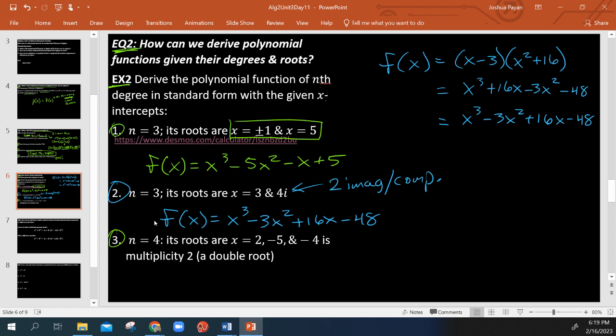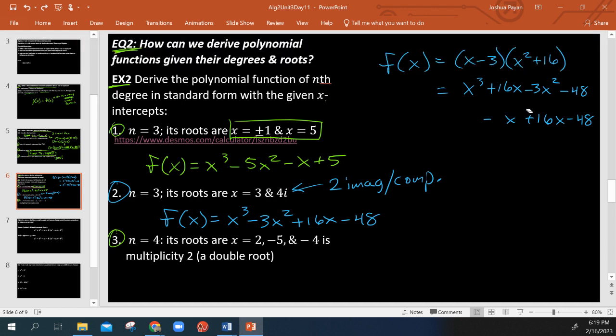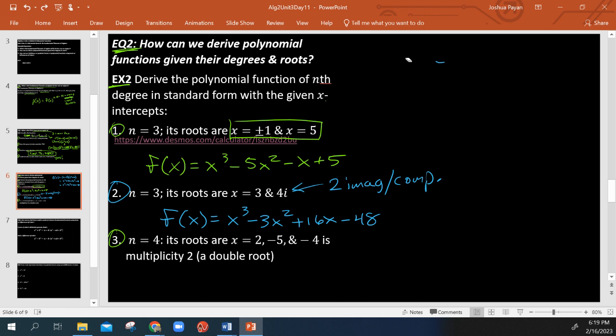Okay, so last example. This one's a fourth degree polynomial, and its roots are 2, negative 5, and negative 4, which has a multiplicity of 2, which is basically a fancy way of saying that that root happens twice. So let's look and see what that means exactly. Let me erase and give myself some room because I'm going to need it. So what are we going to have this time?